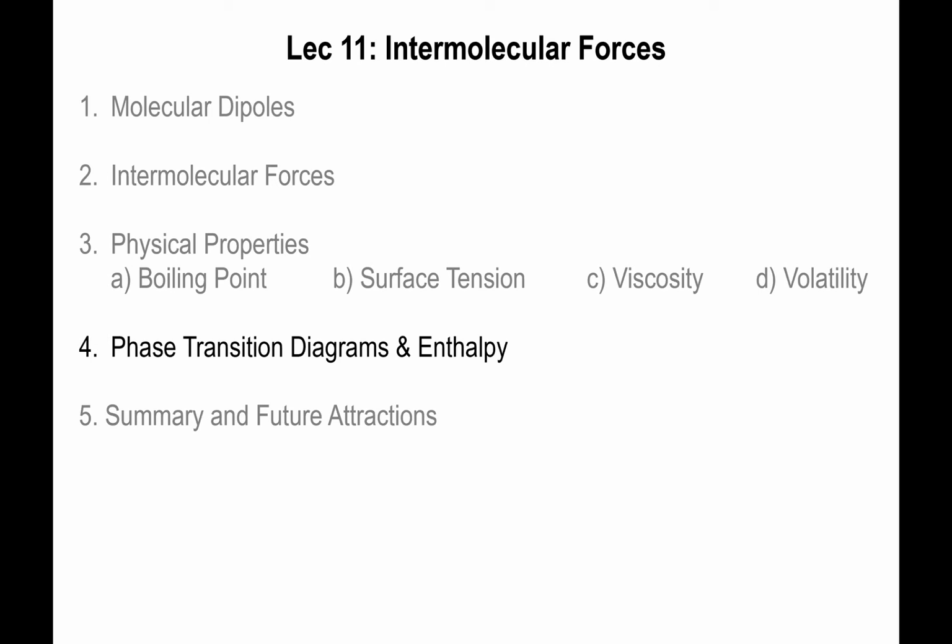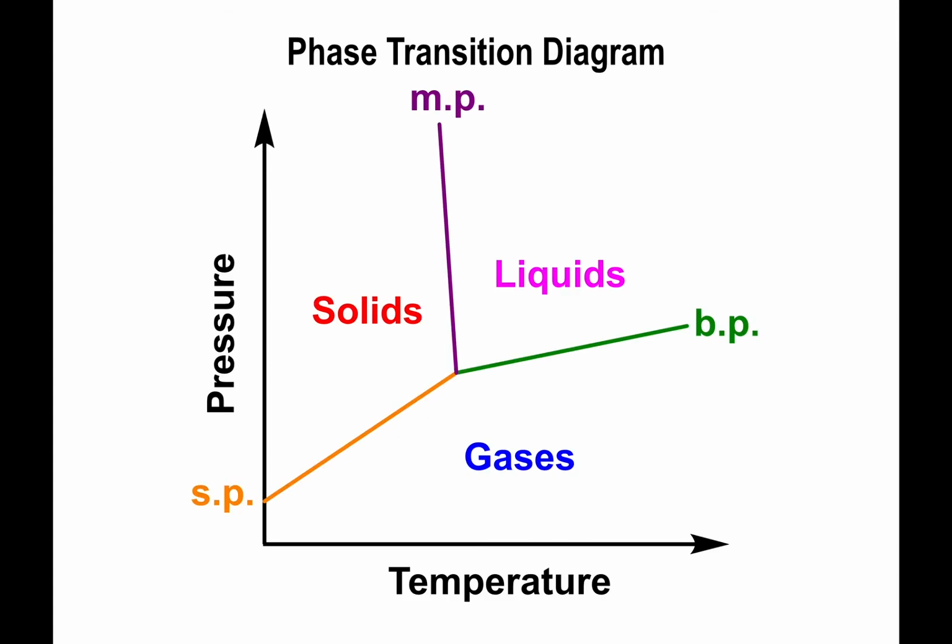So let's talk about the physical state of a substance from the point of view of phase transition diagrams. And this time around, we're actually going to incorporate the idea of heat in association with such physical transitions. As you may remember, we can plot pressure versus temperature for any substance. And when you do that, you end up creating a phase transition diagram that tells you information about whether your substance will be a solid, a liquid, or a gas.